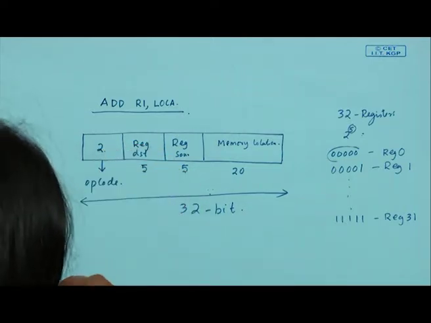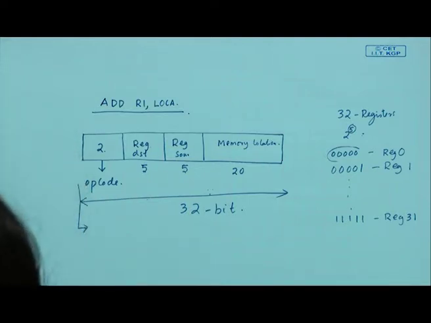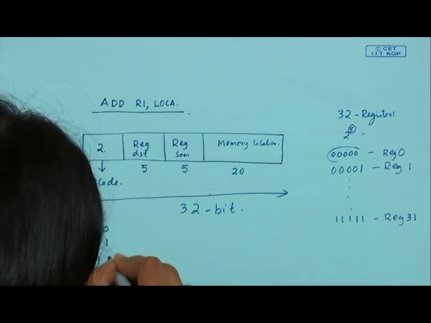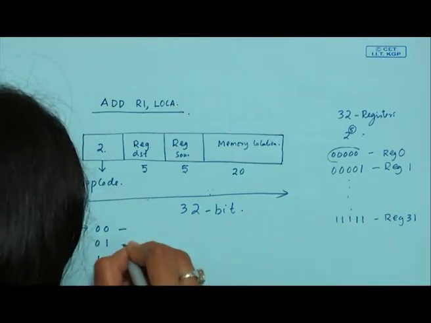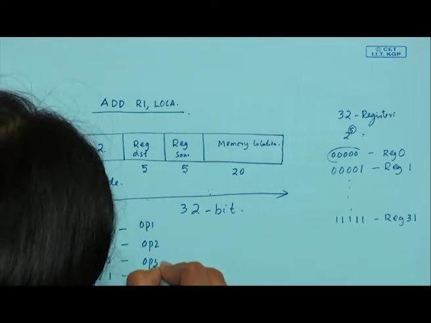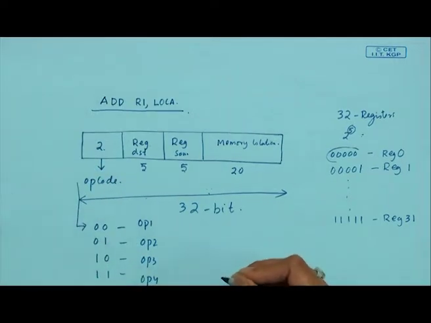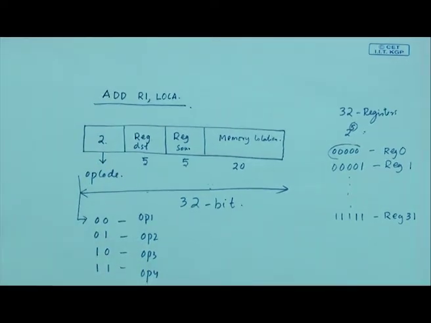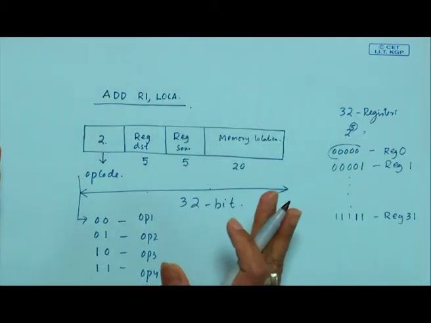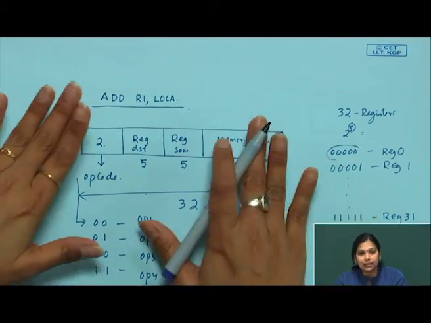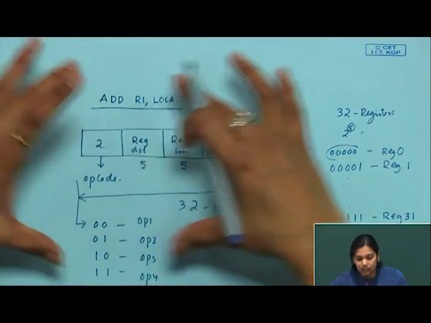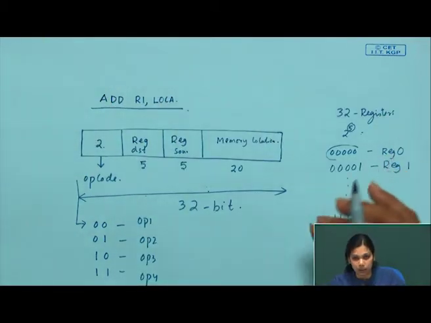If we have 2 bits left for the opcode, how many possibilities can we have at maximum? 00, 01, 10 and 11. There can be 4 operations: operation 1, operation 2, operation 3 and operation 4. These 4 operations can be taken care of if we have this kind of format. I am just giving you an example, and this does not correspond to a real machine, but is just to give you an idea of how the instruction format will look.